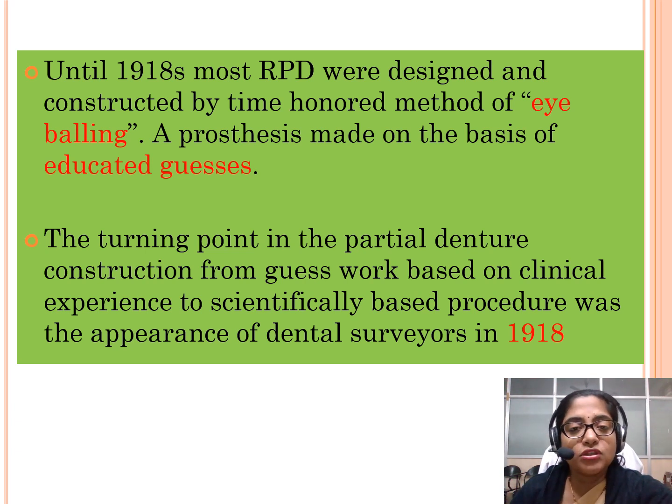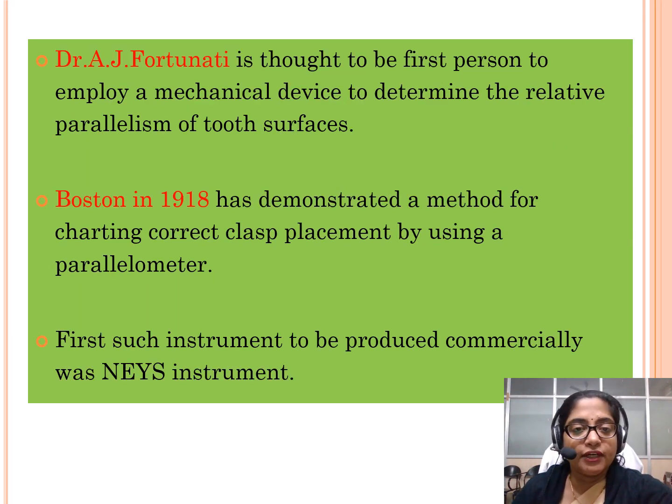Until the 1980s, most RPDs were designed and constructed by the time-honored method of eyeballing. A prosthesis was made on the basis of educated guesses. A turning point in partial denture construction, from guesswork based on clinical experience to a scientifically based procedure, was the appearance of dental surveyors in 1980. Dr. A.J. Fortunati is thought to be the first person to employ a mechanical device to determine the relative parallelism of tooth surfaces. Boston in 1918 demonstrated a method for charting correct clasp placement by using a parallelometer. The first such instrument to be produced commercially was Ney's instrument.